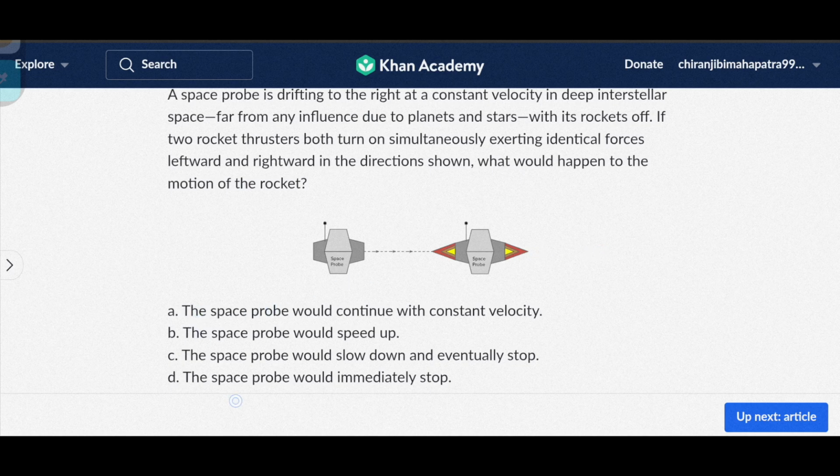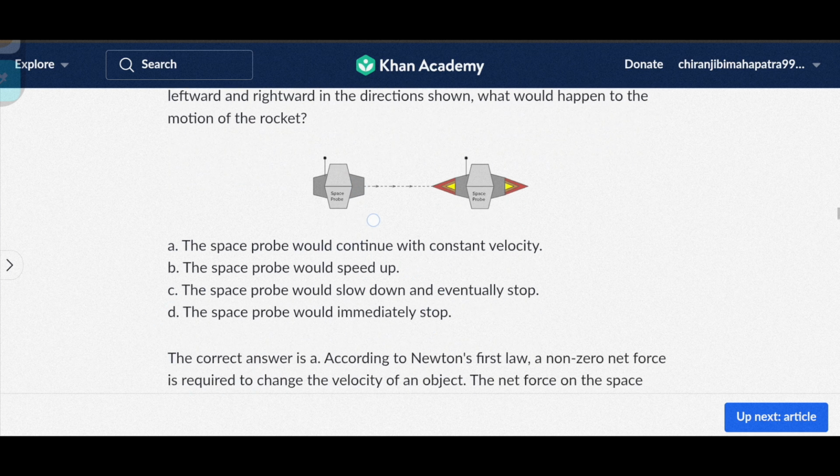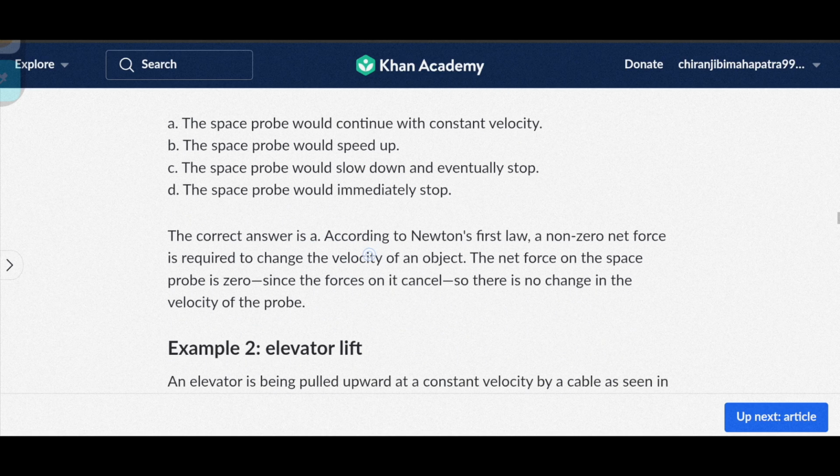The answer is what? A is the answer. No, it won't speed up. It won't slow down. No, not immediately. If it was stationary before, then option D would be correct. So only option A is correct. The correct answer is this, and this is the reason. Okay, you can read it.